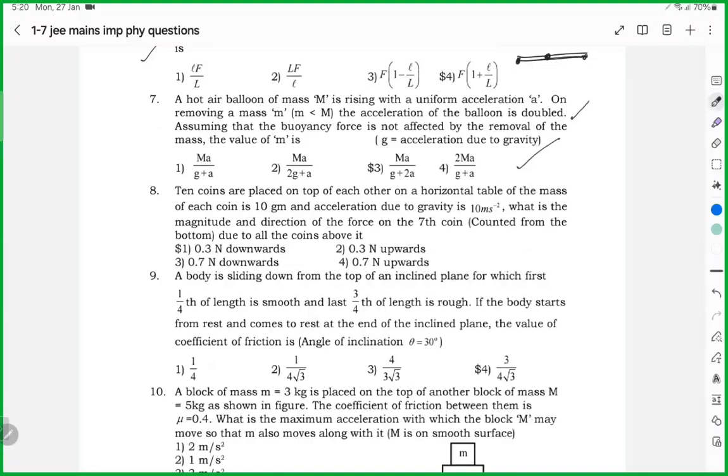Here is a 10, 10 grams. What is the magnitude and direction of the force on the seventh coin from the bottom? The seventh coin from the bottom means here you have three more coins, here you have six more coins. Here you have friction. So minimum force will be 3 mu N plus, over this you have 4 coins, 4 mu N, right? Based on that you can calculate this.